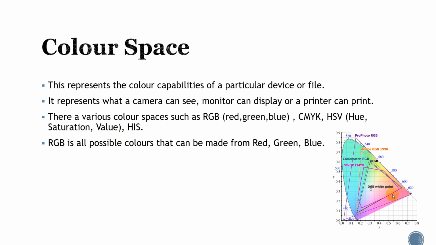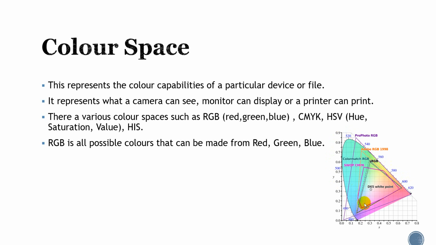Basically, these color spaces such as RGB, CMYK, HSV, and so on, all have different types of colors. So a printer will be on CMYK because that's for print, but RGB is for a monitor. RGB is a color made up from red, green, blue. We spoke about this before, but this is the color space.